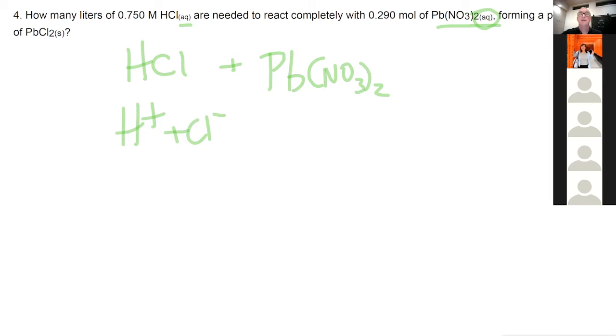And what does that mean for the lead nitrate? They completely dissociate as well. That's right, because if it's an ionic compound and we say aq, that means that ionic compound is completely dissociated. So that means I have Pb2+, sorry, and nitrate ions. Yeah, that means it's completely dissociated.